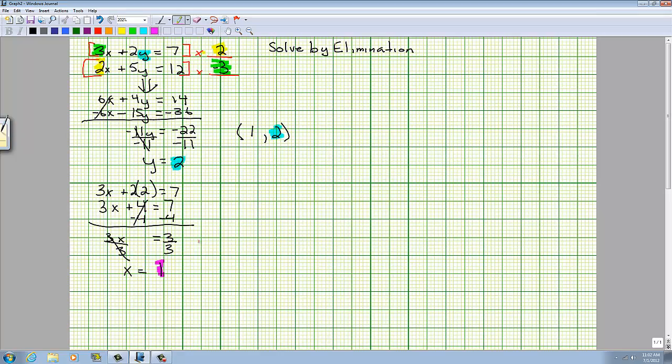So there's where our y part came from, there's where our x part came from. Voila, we have our solution to our system of equations.